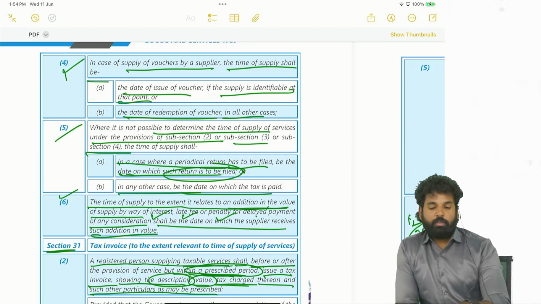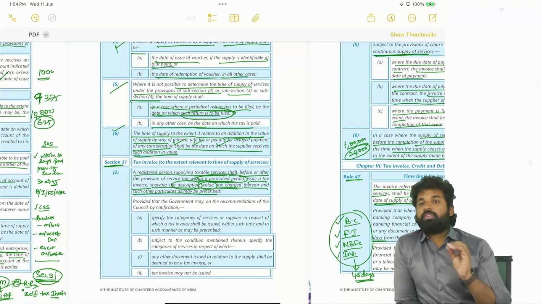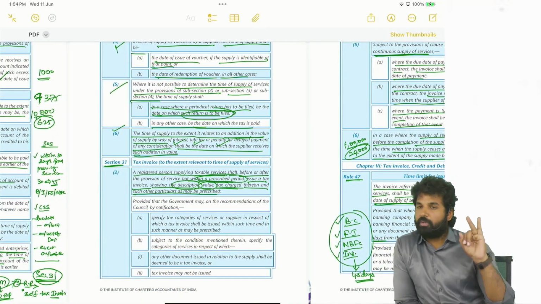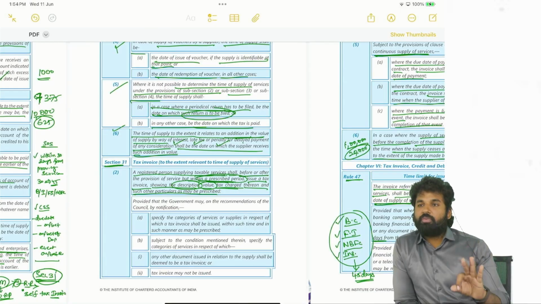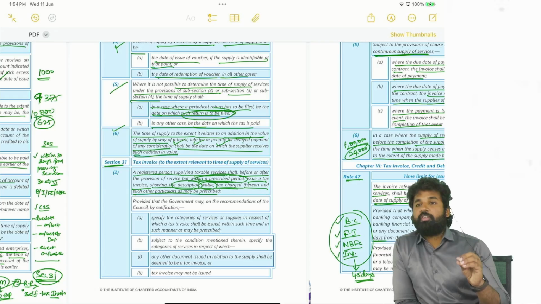Okay, so this is all about section 13. So time of supply of services in case of forward charge mechanism, reverse charge mechanism, in case of vouchers, in case of addition in value, and in case of residual cases. But the relevant extract of section 31 is also seen.